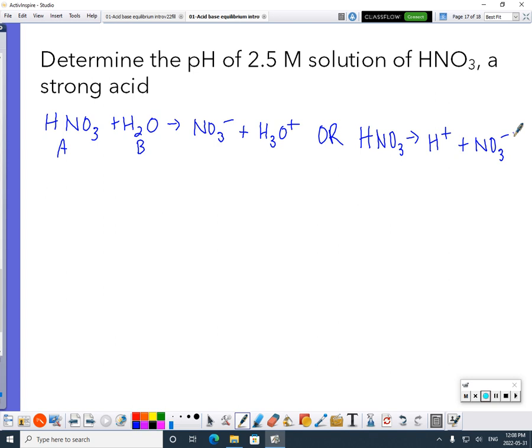The question asks us for pH, so we really care about the hydrogen ion concentration. So I'll talk about how to deal with the fact that it says 2.5 molar nitric acid. What does that mean? Either of these is equivalent or interchangeable, because again, H3O plus is the same thing as H plus. You can use it interchangeably, so either of these is fine.